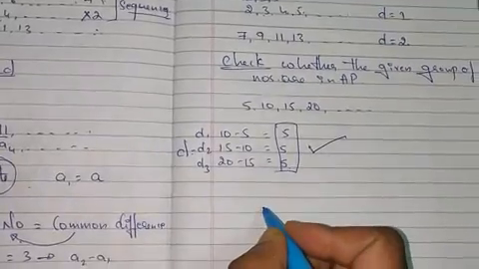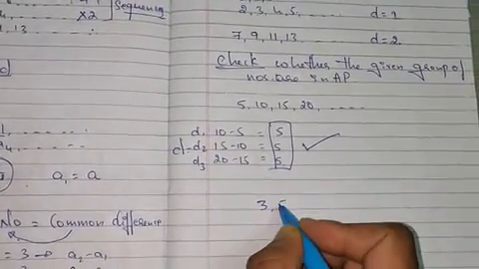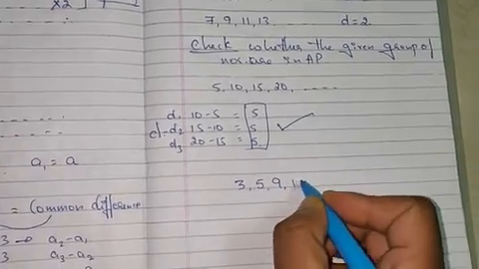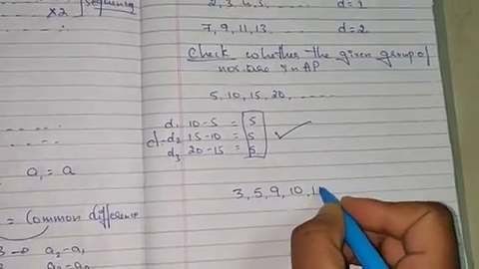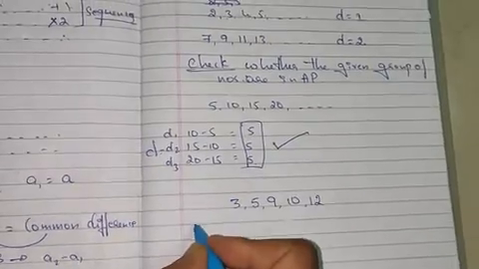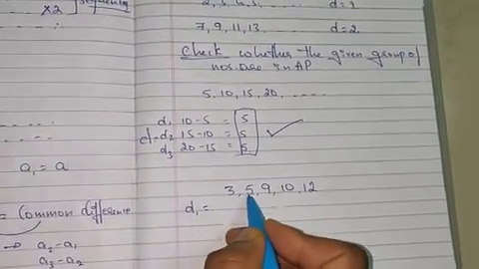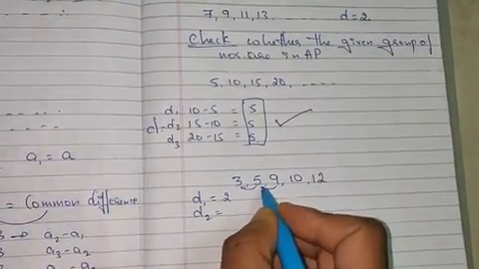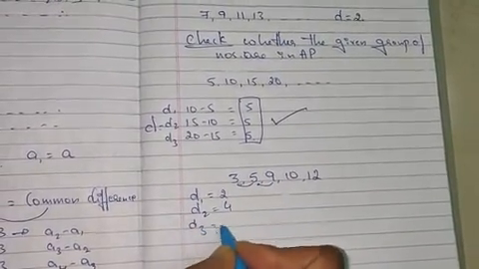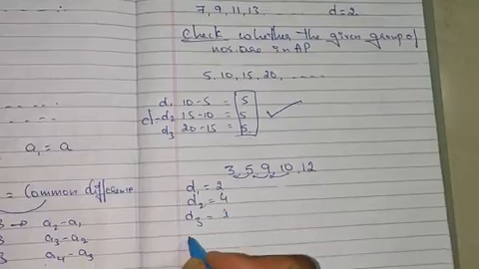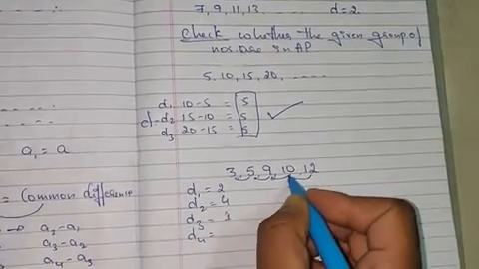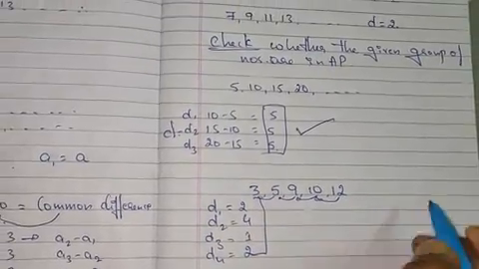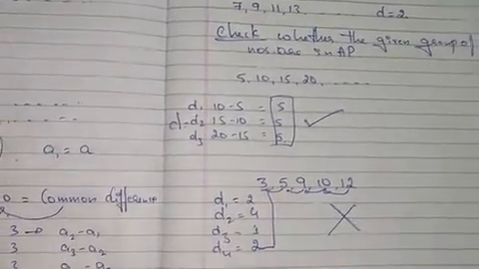Let us consider the next example. 3, 5, 9, 10, 12. Let us find all the D. D1 is equal to 5 minus 3, 2. D2 is equal to 9 minus 5, 4. D3 is equal to 10 minus 9, 1. D4 is equal to 12 minus 10, 2. Do you think all of these are equal? No. So we can write it is not in AP.